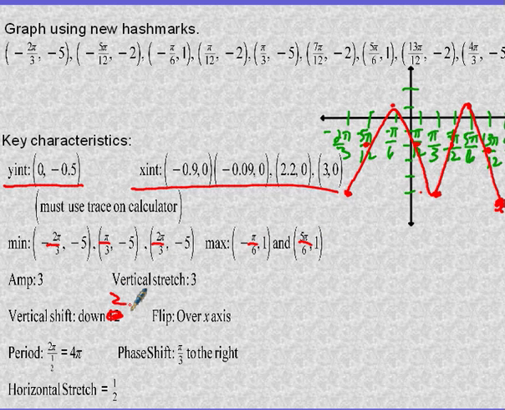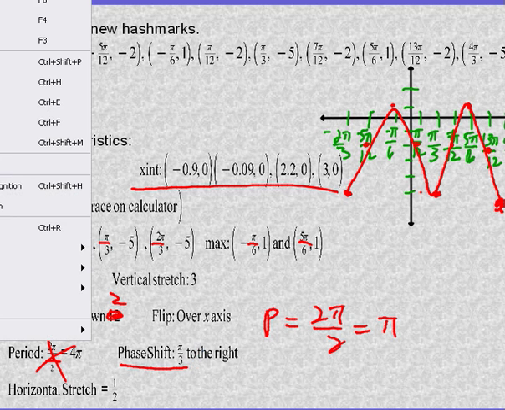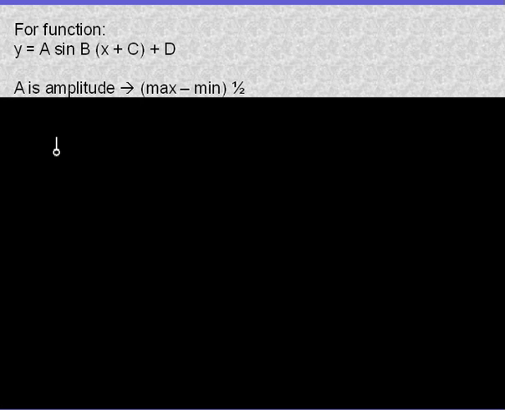Our period is 2 pi over 1/2, which is going to be 4 pi. And that's actually not right, is it? Our period, we actually had a 2, so our period is going to be 2 pi over 2, which is going to be pi. And we have pi over 3 to the right is our phase shift, horizontal stretch of 1/2. Okay, I think the last thing, so now I'm going to summarize.